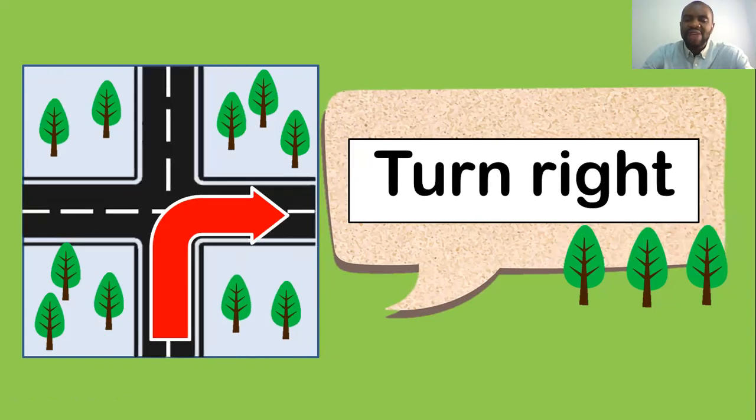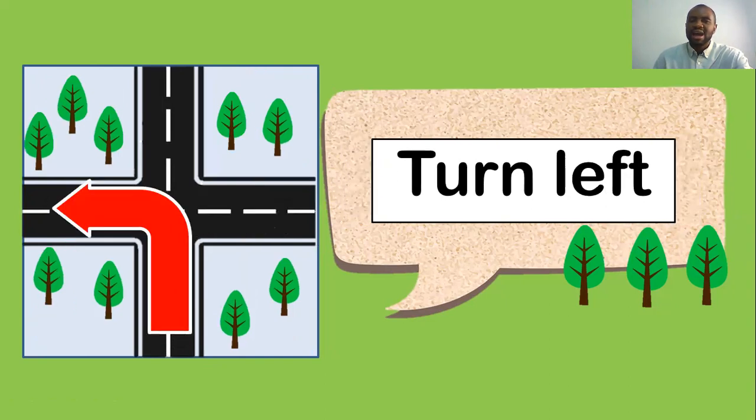Okay, turn right. I want to go to Makro. Okay, you go straight and turn right. Makro, you go straight and you turn right. That is Makro. Okay, turn left. I want to go to Big C from the school. Okay. I drive straight and turn left. I go straight and turn left. Over there is Big C.